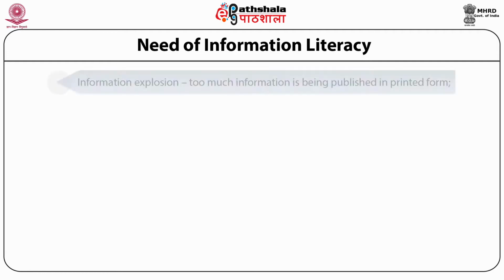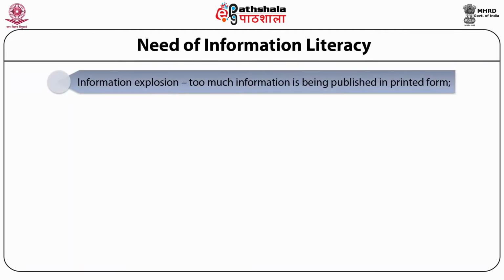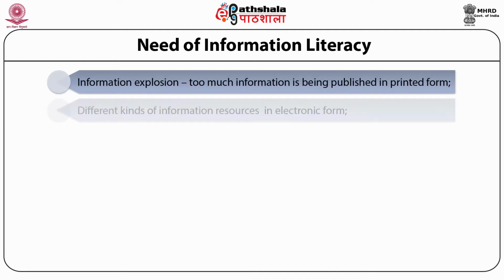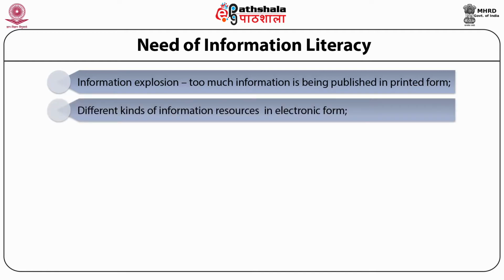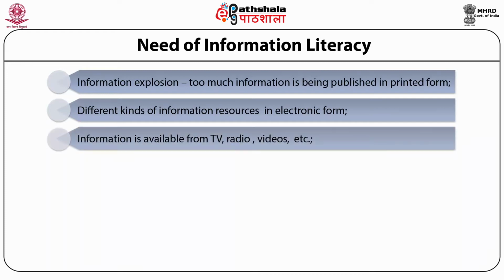First reason is information explosion. That is, too much information is being published in printed form. Then the next reason is different kinds of information resources are available in electronic form. Another reason for information literacy is information is available from television, radio, videos, etc. Means we can get information from TV shows, from radios, and from videos.